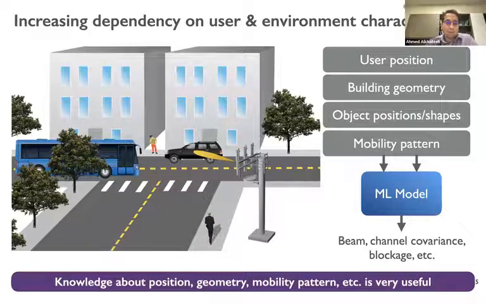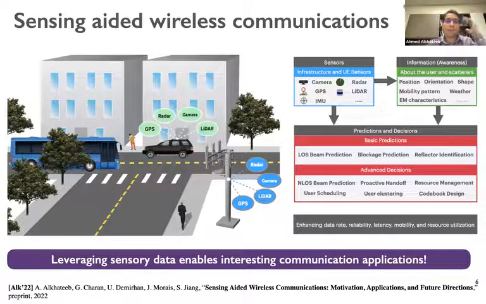And here comes the motivation: if we have knowledge about the position, geometry, mobility patterns, etc., then this information could be very useful to address these challenges. And from here comes this general vision of sensing-aided wireless communication, or multimodal sensing-aided wireless communication, where various types of sensors, from wireless receivers as sensors to radar, LiDAR, camera, GPS position, IMU, and all different sorts of sensors, are deployable at the infrastructure units and also at the mobile users.